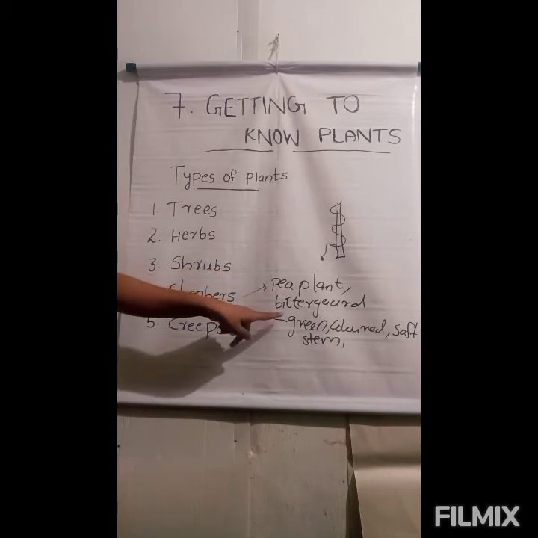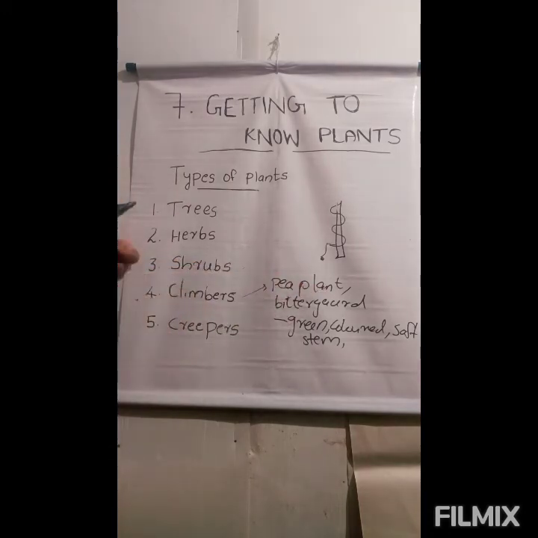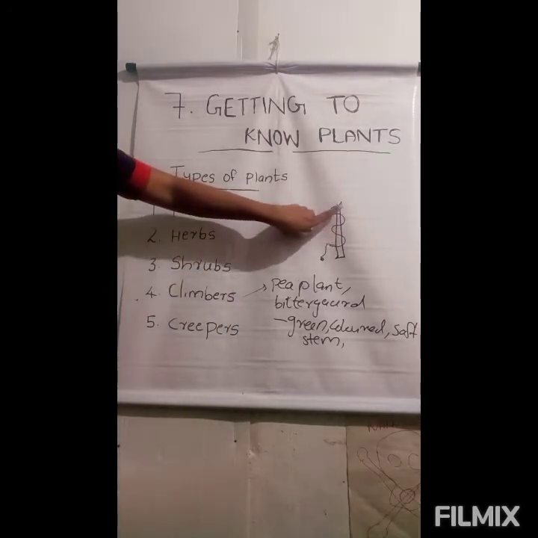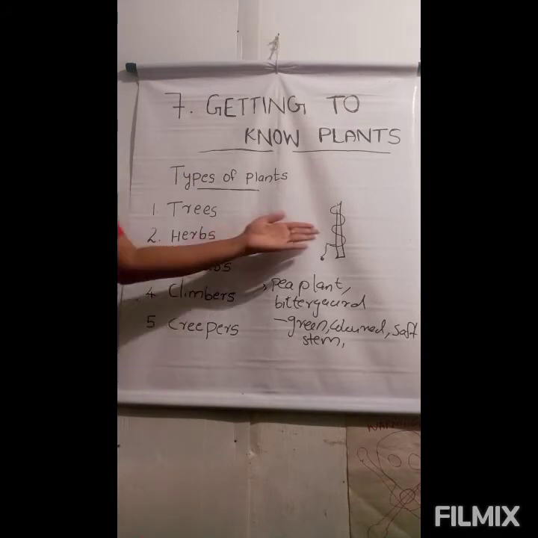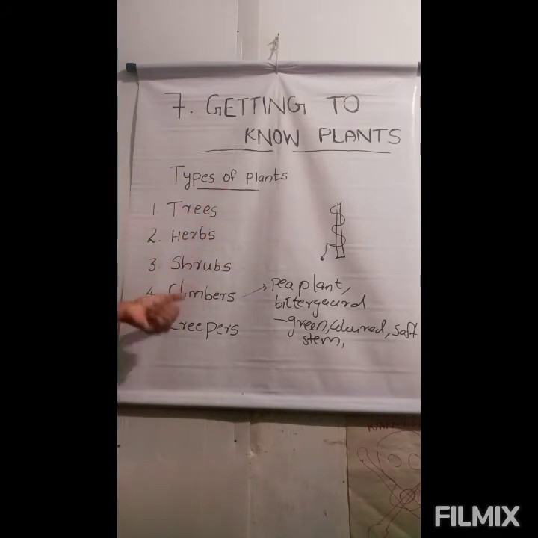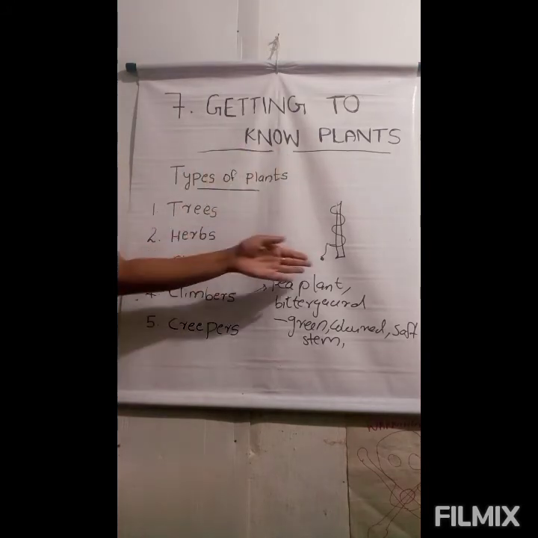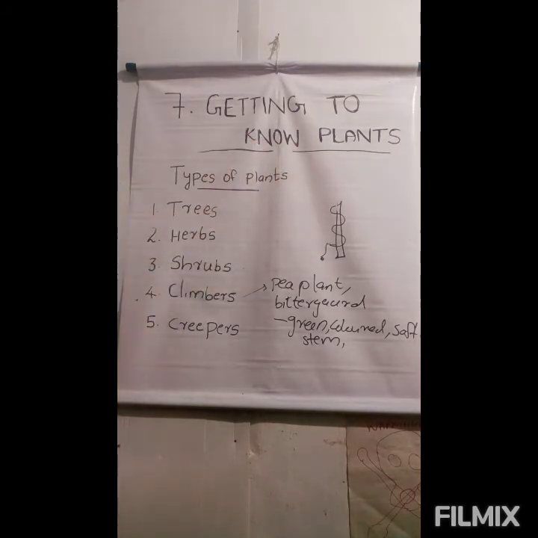You have seen that bitter gourd, pea plant, etc. will grow with the support of other plants. By using a tendril, it will climb upon the stem or support. So, we can call them climbers. They will climb in an upward position.